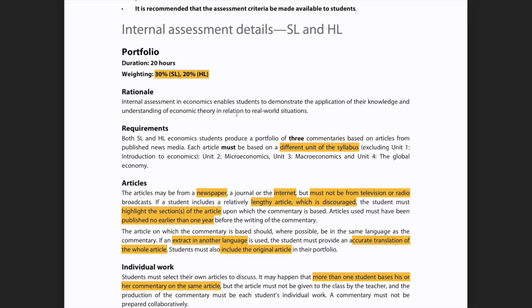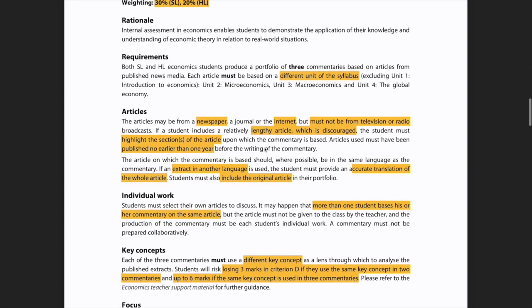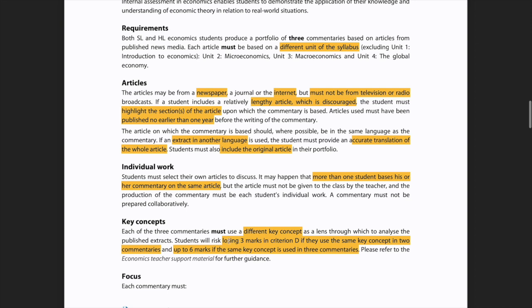Number 1, each commentary and each article must be based on a different unit of the syllabus. In this case, Unit 2, Microeconomics, Unit 3, Macroeconomics, and Unit 4, the Global Economy. So all except Unit 1, Introduction to Economics. This means that you cannot write 2 commentaries on, say, micro or 3 on macro. One must be micro, one must be macro, and one must be on the global economy. So follow instructions.